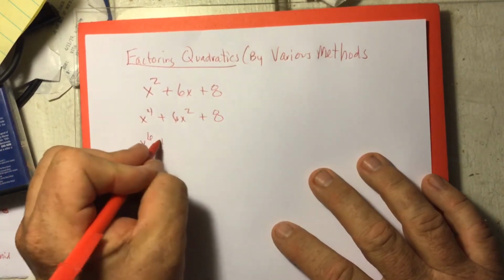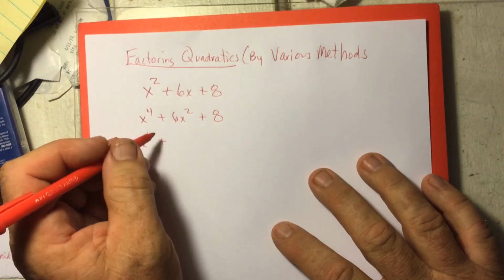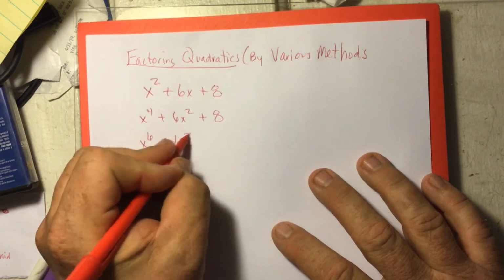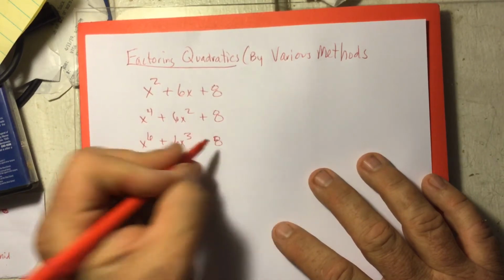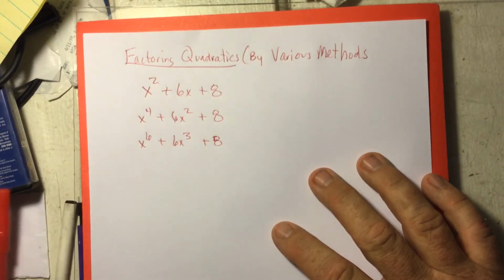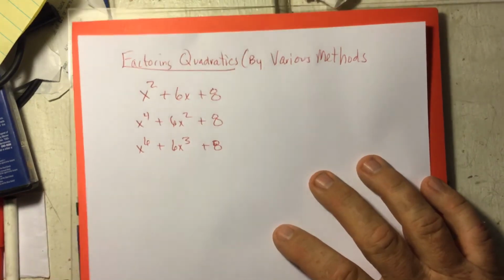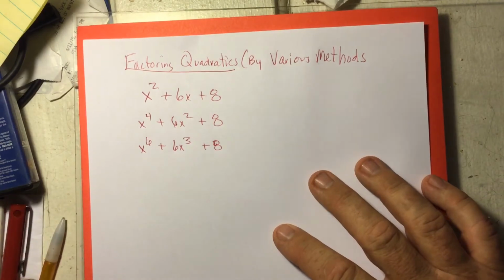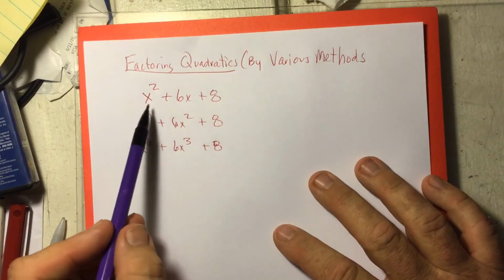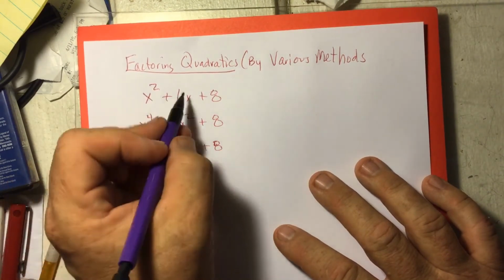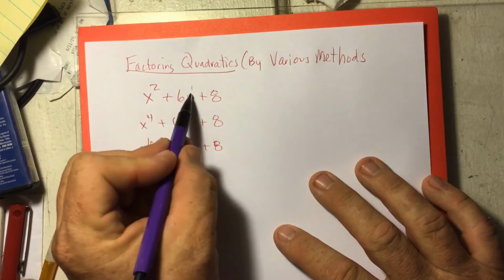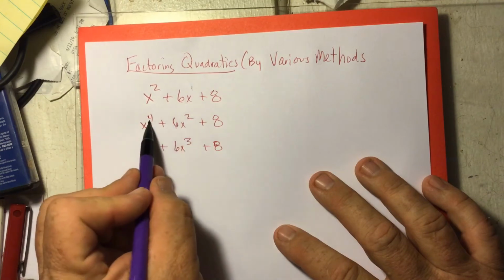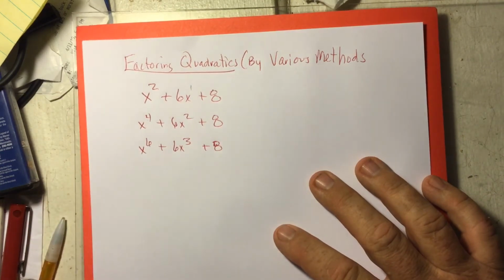X to the sixth plus 6x to the third plus 8. The key is, if you notice, where'd my pencil go? There it is. The key here is that notice how b's exponent is half of a. B's exponent is half of a.